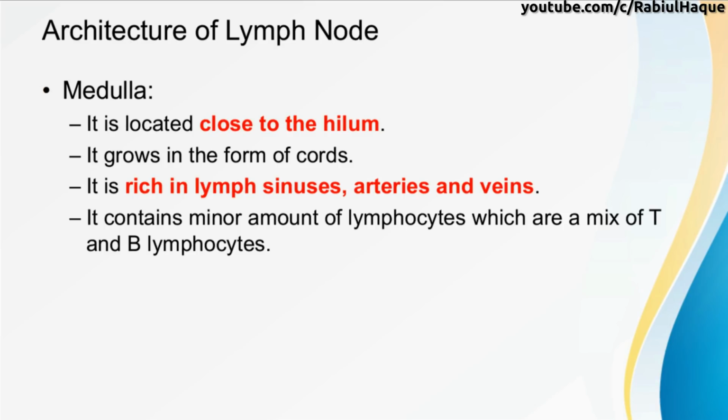It is located close to the hilum. We have already seen that when we were describing the image of the lymph node, and it grows in the form of cords. Medulla is rich in lymph sinuses, arteries and veins. However, it contains a minor amount of lymphocytes, which are a mix of T lymphocytes and B lymphocytes.